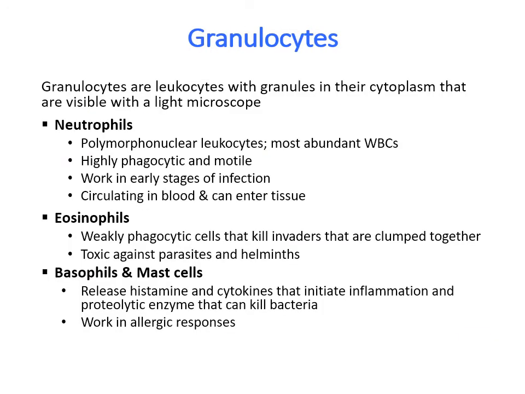Here, I will briefly go through some of the functions of the cells in the immune system. White blood cells, or leukocytes, are divided into two main categories based on their appearance under the light microscope: granulocytes and agranulocytes. Granulocytes are differentiated into four types of cells: neutrophils, eosinophils, basophils, and mast cells.